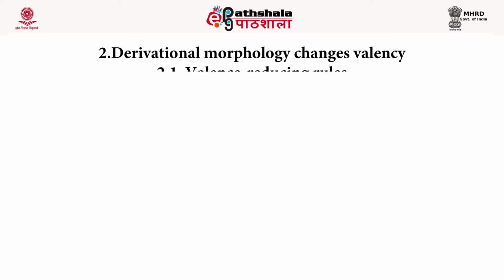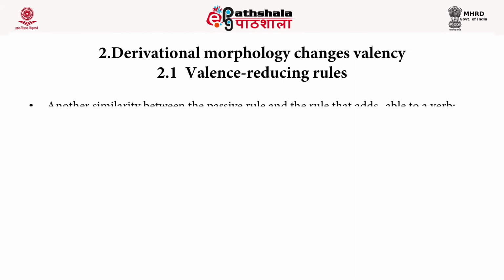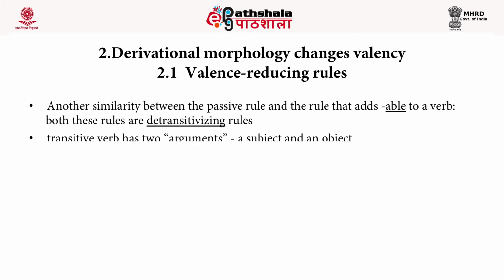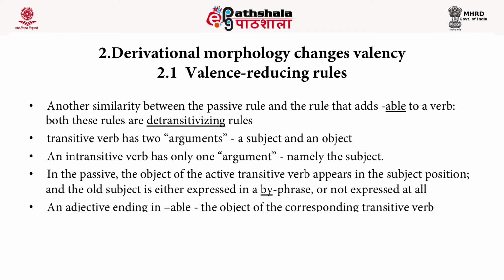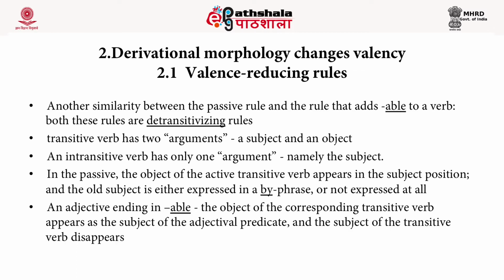How does derivational morphology change valency? To see this, let's see first an example of a valency reducing rule. A common thread between the rule that passivizes a verb and a rule that adds the able suffix to a verb is that both these rules are detransitivizing rules. A transitive verb has two arguments, a subject and an object. An intransitive verb has only one argument, namely the subject.